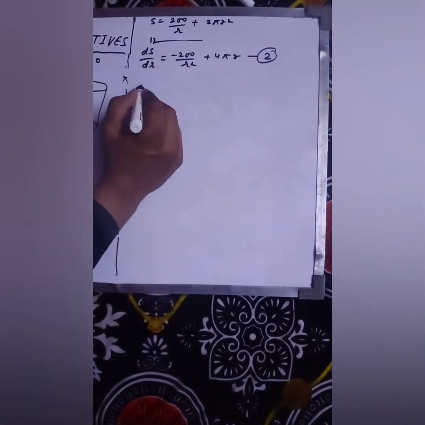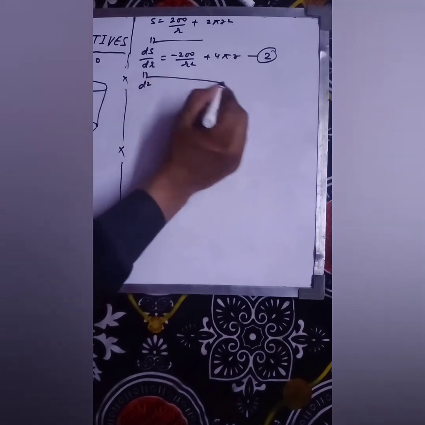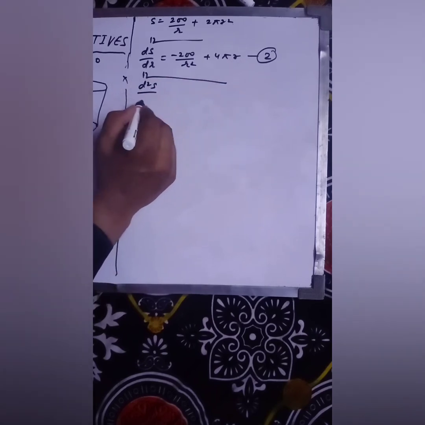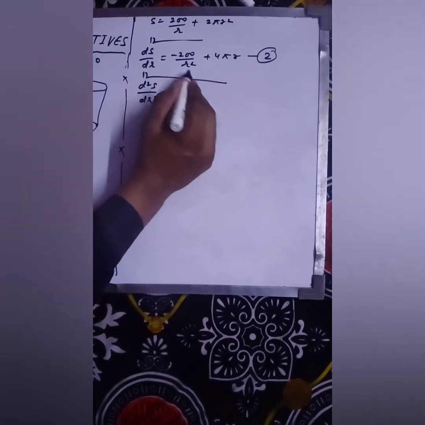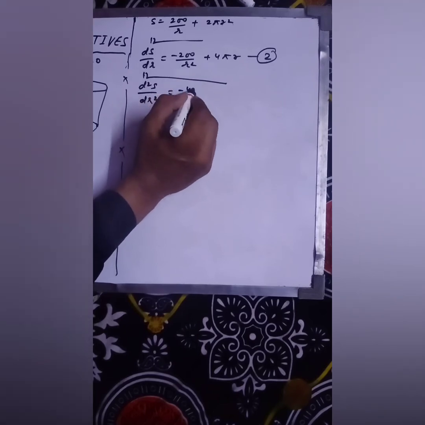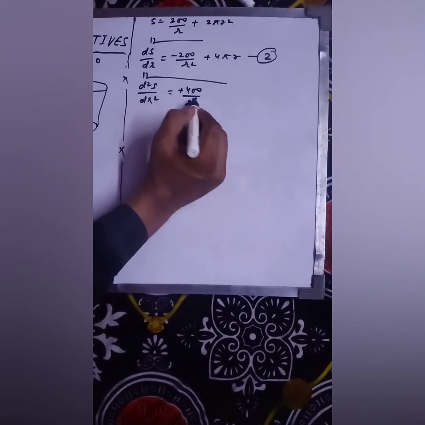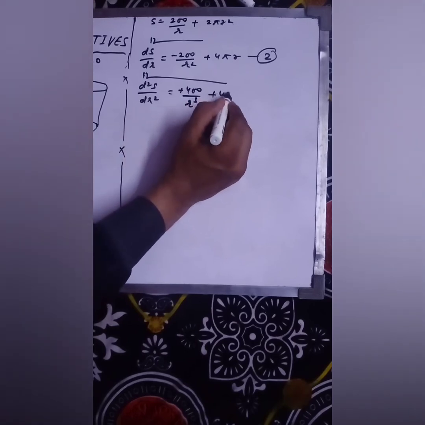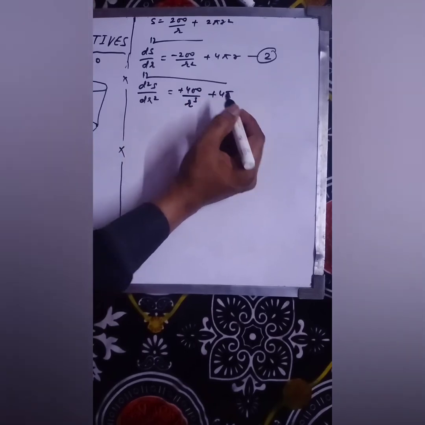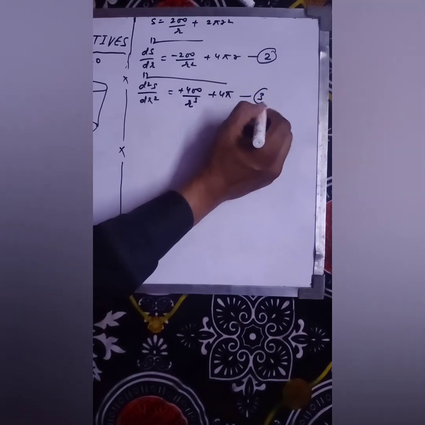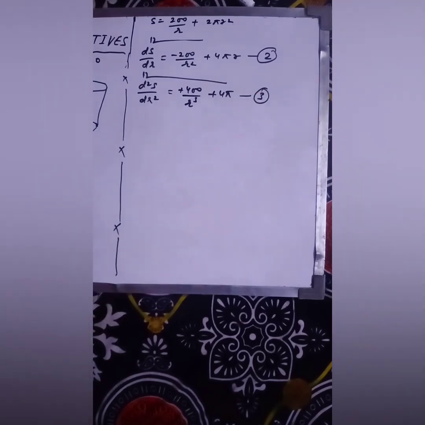Now again we have to differentiate this. Differentiating again, you will get minus 400 over r cube plus 4 pi. Fine. So this is your equation number 3.